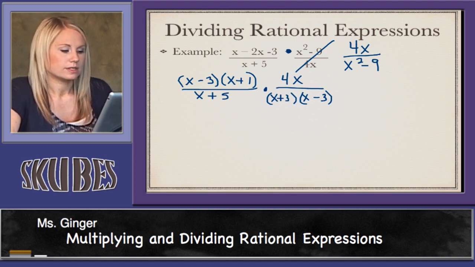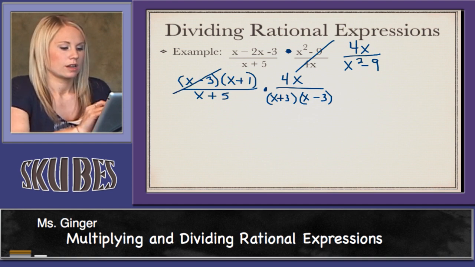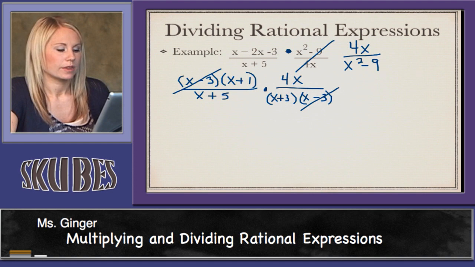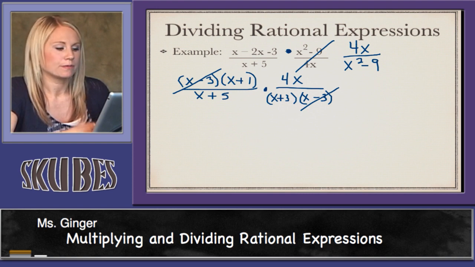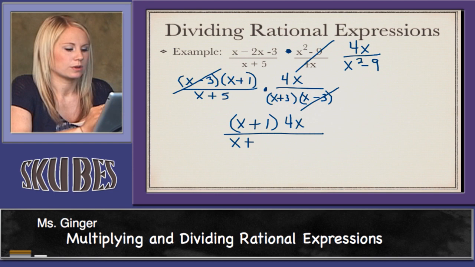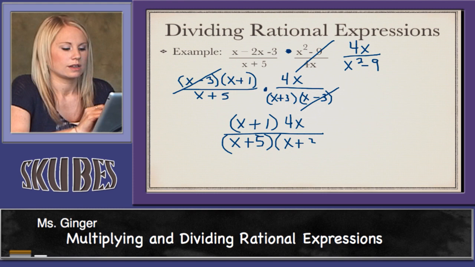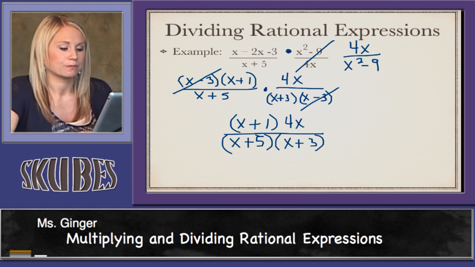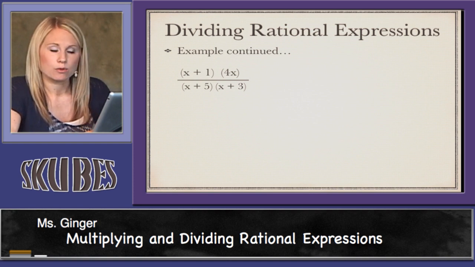Alright, so we're going to scan through and see if anything matches top to bottom, and I do see one thing, one expression, and therefore we can cancel that. And now what we want to do from here is write all of our factors together on the numerator and denominator. So putting them all together, because it's just all one big product now, we will have x plus 1 times 4x over x plus 5 times x plus 3. Now this is our answer in factor form. Okay, so it's perfectly acceptable to leave it in that form.